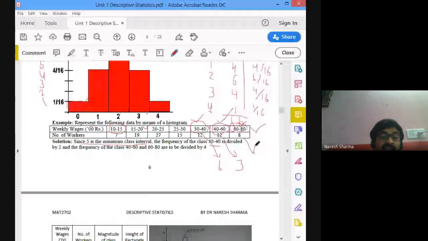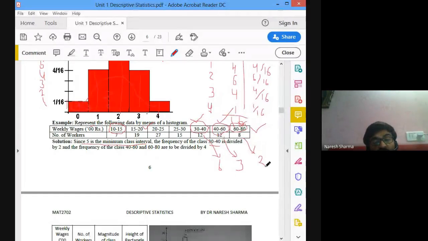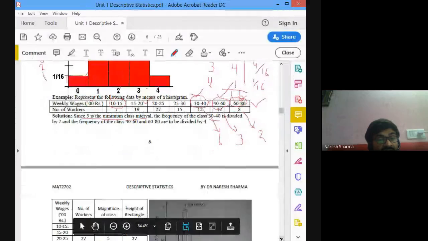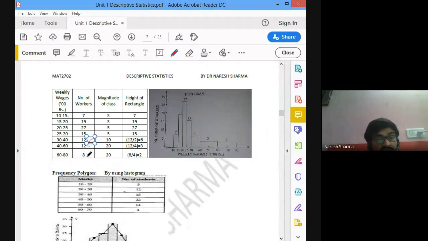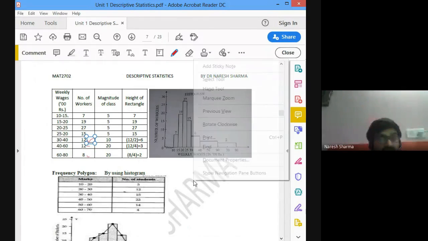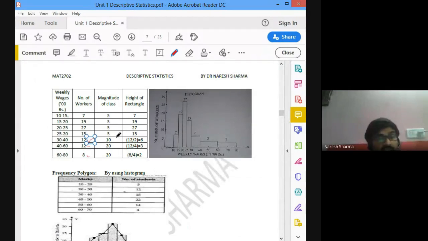So we may divide the interval into a size of 5 with these frequencies only. Here we have the number of workers in these last 3 classes as 12, 8. And the magnitudes of these classes are 10, 20, 20. So we divide this into 2 equal parts, and these into 4 equal parts. So those equal parts are here 6, 3 and 2 respectively.